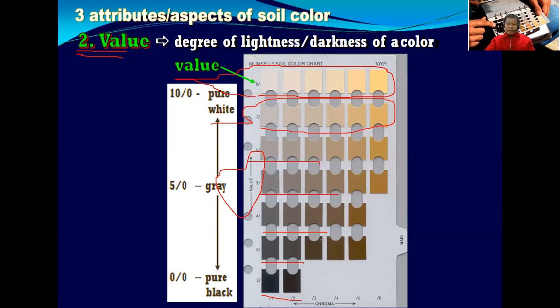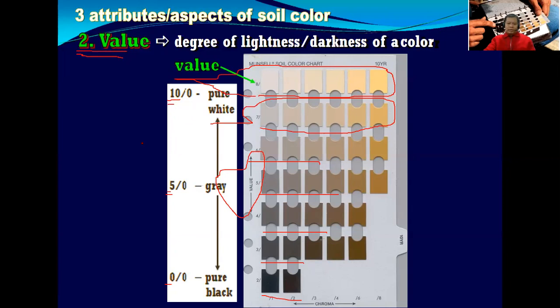So for example, mas light siya kung mas lighter siya kung taas yung value niya. Okay? Pagbaba yung value, so medyo darker siya ang kulay. For example, red, ang hue is 10, yeah. Then ang value is also 10. Ibig sabihin that is pure light red. Ganun, no? Okay. So far, that's it. No?